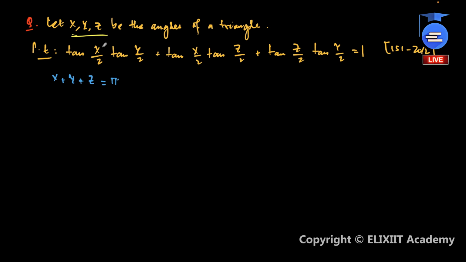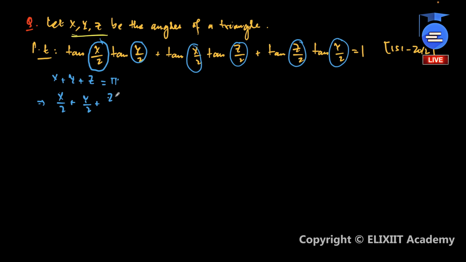Now, if you carefully see, the angles are all in terms of X by 2, Y by 2, Z by 2, that is, in terms of sub multiples. So X plus Y plus Z is equal to pi, and if I want to bring this in terms of X by 2, Y by 2 and Z by 2, I will simply divide by 2 on both sides. So I get X by 2 plus Y by 2 plus Z by 2 is equal to pi by 2.